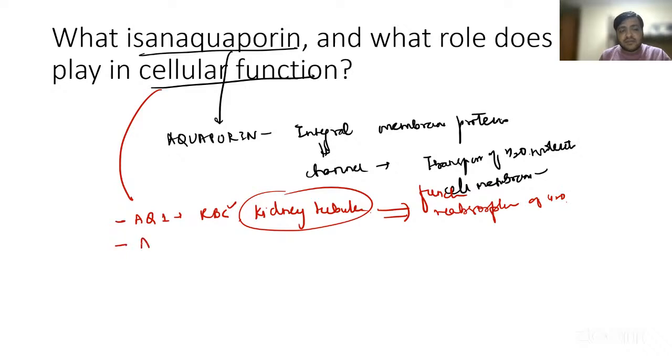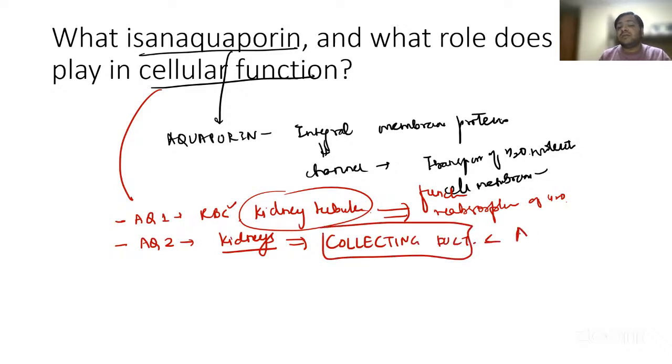Now, the other one, aquaporin 2. Basically it is found primarily in the kidneys, and especially which part of the kidney? It is the collecting duct. The nephron also has the collecting duct. This collecting duct is regulated by a very important hormone, that is the ADH hormone, antidiuretic hormone, which helps in the reabsorption of water. Okay, so remember what is the function of ADH? It helps in water reabsorption.